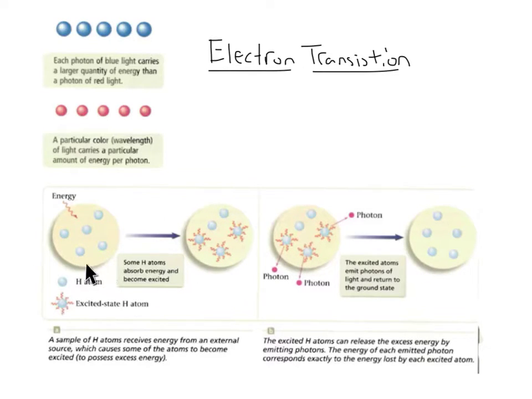So if we have a sample of hydrogen atoms here, a bunch of hydrogen atoms, and we add some energy, similar to the flame test that you will do in this unit. By adding energy, either in the form of heat or electricity or some other type of energy, some of the atoms of hydrogen become excited. When they become excited, the electron in the hydrogen atom will go from the excited state to the ground state, and we get a photon being released. So the excited atoms emit the photon and they return back to their ground state.